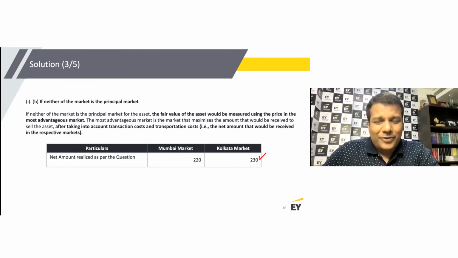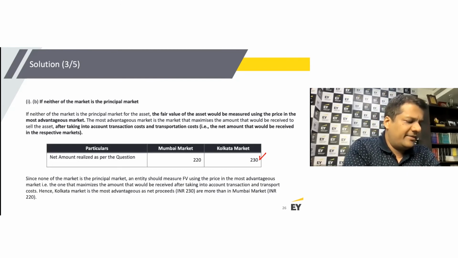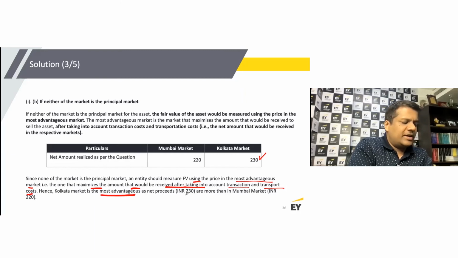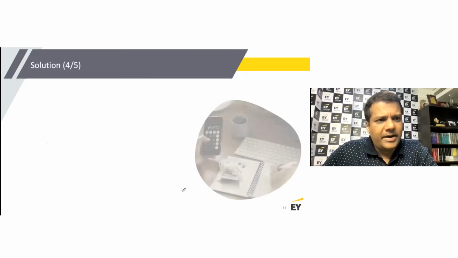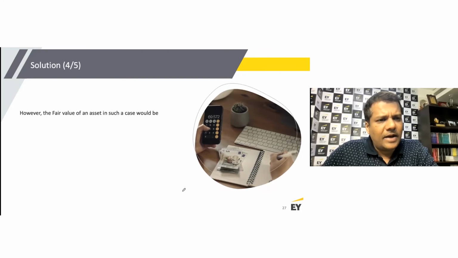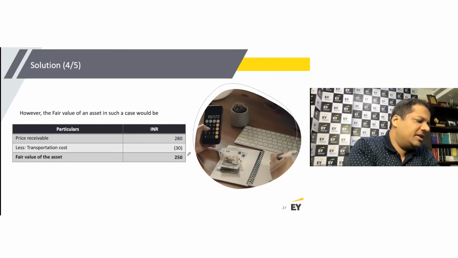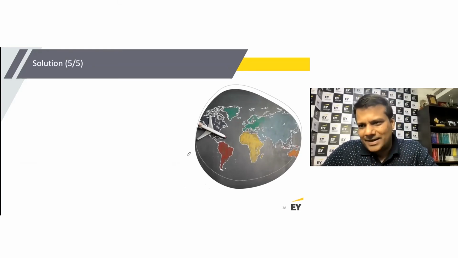Now for recording the fair value, since none of the markets is the principal market, the entity should measure fair value using the price in the most advantageous market, that is the one that maximizes the amount that would be received after taking into consideration both the transaction and the transport cost. Hence Calcutta is most advantageous, as our proceeds are INR 230, more than the Mumbai market. However, the fair value of the asset in such a case would be my price realization less the transportation cost, which is 250. Now the last leg of the question.